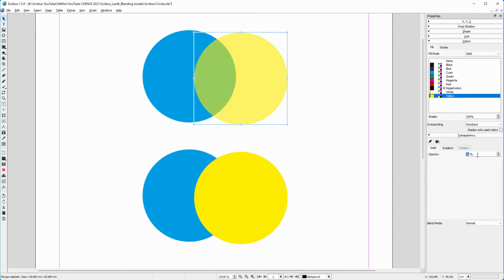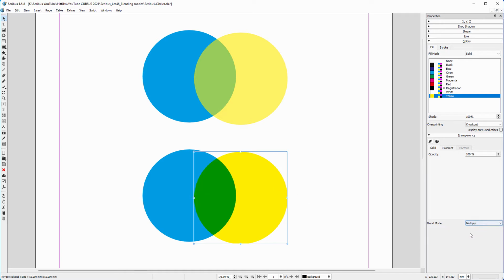One way of doing this is lowering the opacity of the yellow circle. The problem with this method is that I am losing the color. The yellow fades out. The solution is using a blending mode. Below opacity is blend mode. From the list, I choose multiply.